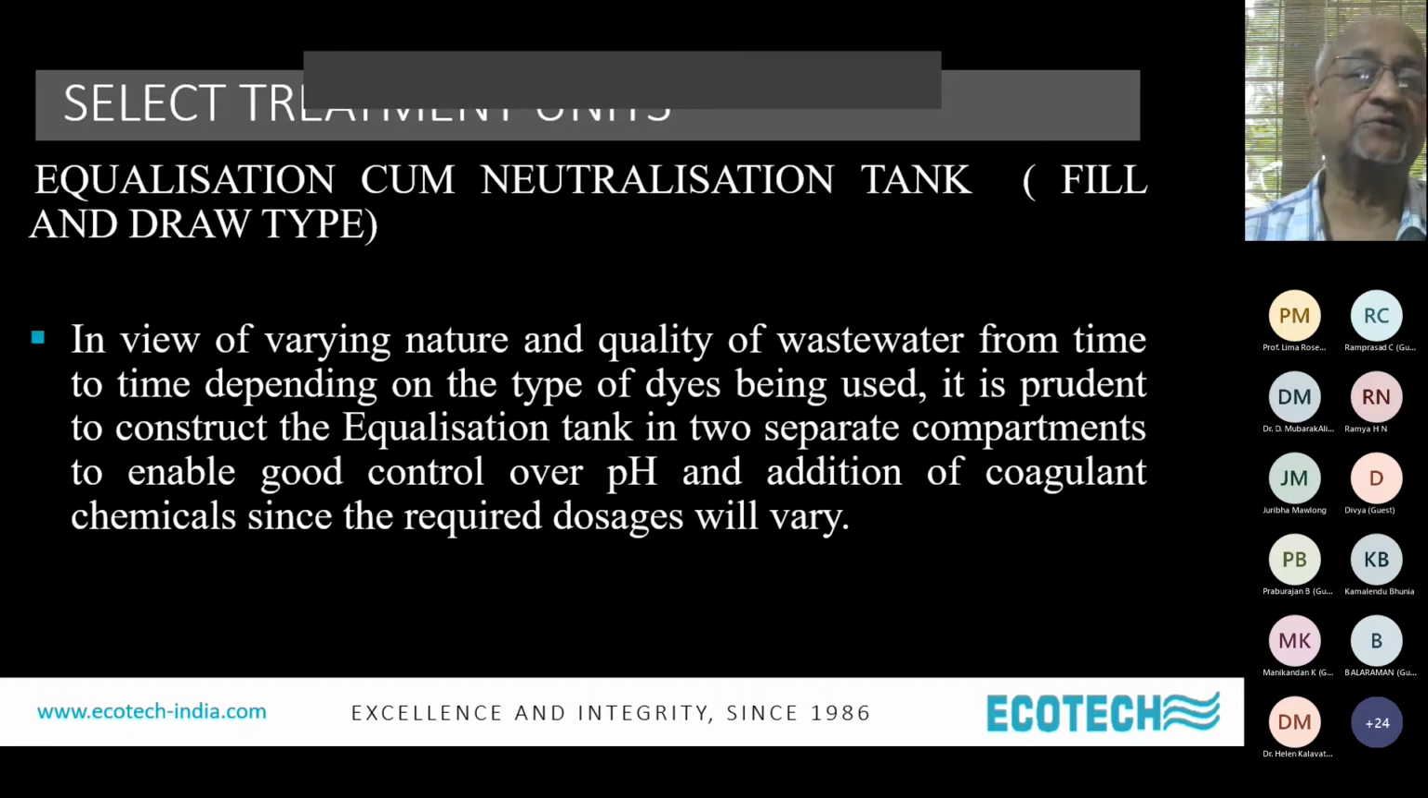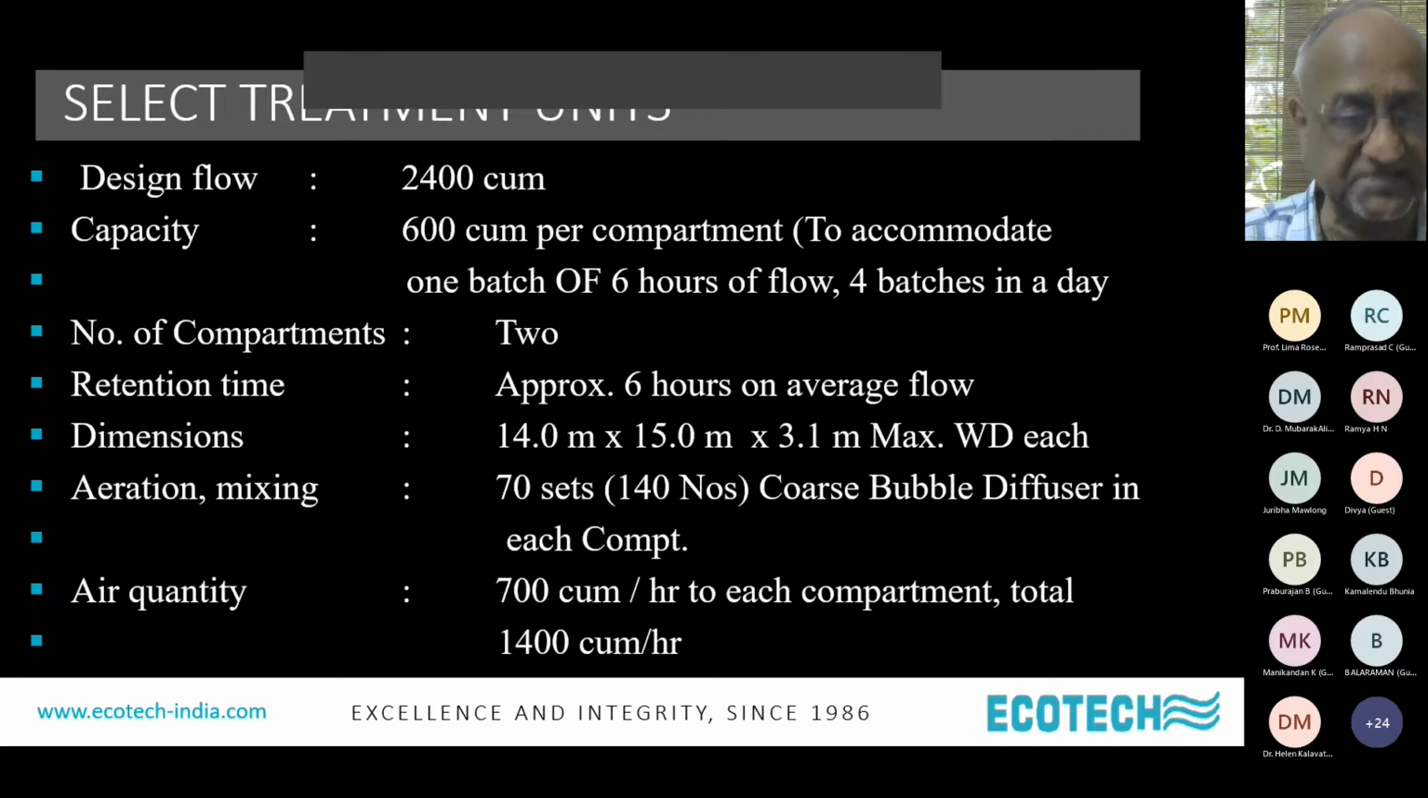Now, selecting the treatment units: equalization cum neutralization tank, fill and draw type, as we said. In view of the varying nature and quality of wastewater from time to time, depending on the type of dyes being used, it is prudent to construct the equalization tank in 2 separate compartments to enable good control over pH and addition of coagulant chemicals, the exact dosage of chemicals, so that you get the required level of treatment. If it is a continuous process, it will be extremely difficult to continuously change the dosages. We know of no automatic methods to control these dosages when you want to remove color, the dyes, and other chemicals.